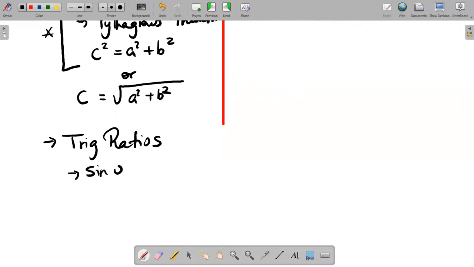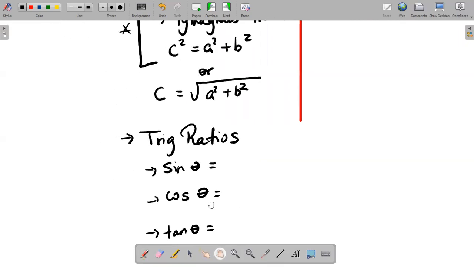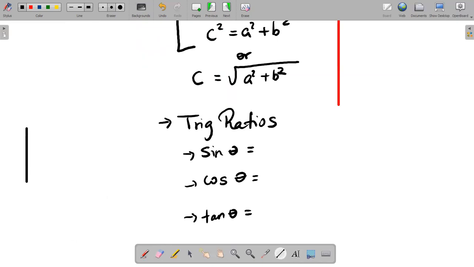Sine theta, cos theta, and tan theta. Right? And you should memorize them. All of them are fractions, and all of them use the different sides of the triangle. So let me just quickly draw the triangle on this side.